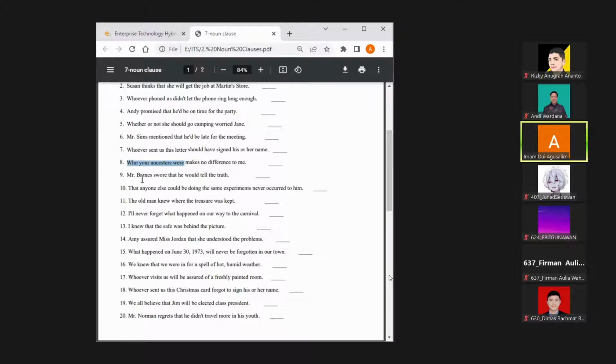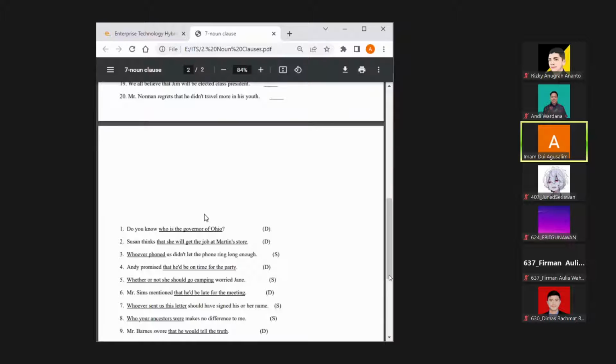Ya. Okay, the next one, Mr. Barnes swore that he would tell the truth. Ya, ini tentu saja direct objects. Ya, jadi ini ada that. Perhatikan di sini ada kata that. Yang di sini tadi ada who. Jadi ini whoever. Kemudian ada that lagi. Yang jelas bahwa selalu ada conjunction. Ya, itu namanya conjunction, kata penghubung.